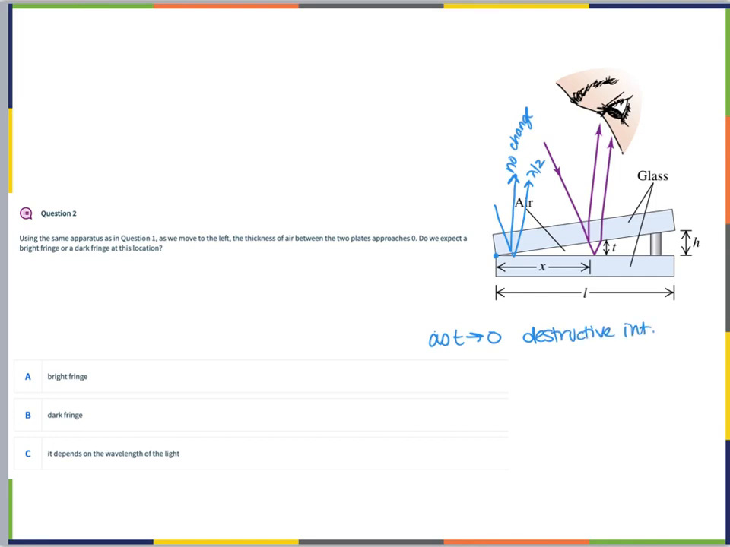And that's essentially what we're being asked about, right where they touch, that's where the thickness of air goes to 0, and they will destructively interfere, and that means we would have a dark fringe at that location. I just wanted to go over that question because there wasn't a lot of agreement when I looked at the Tophat results.